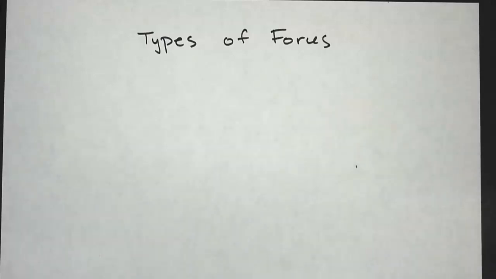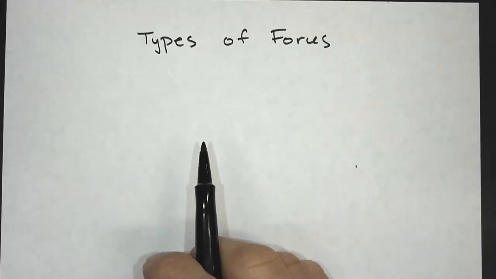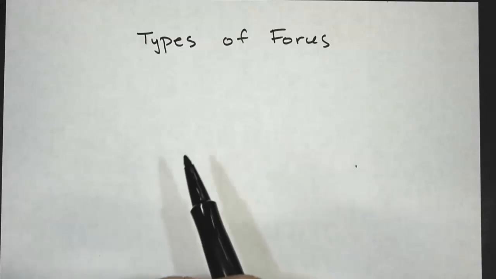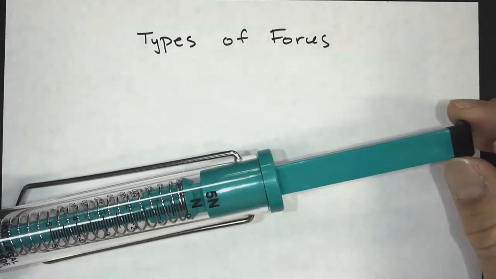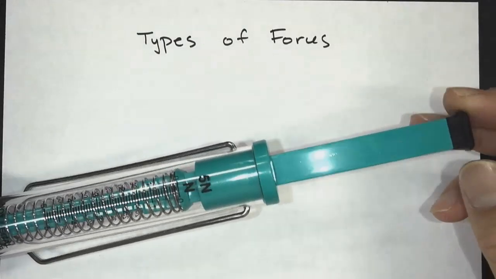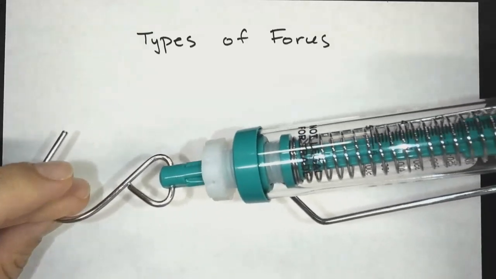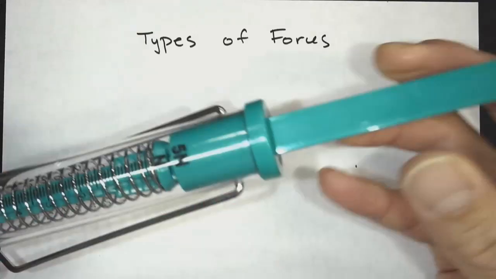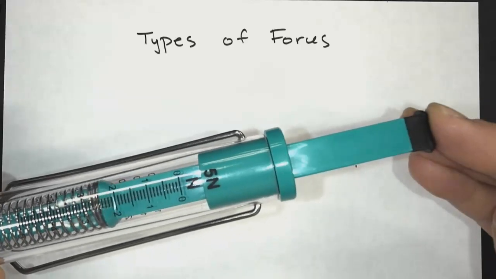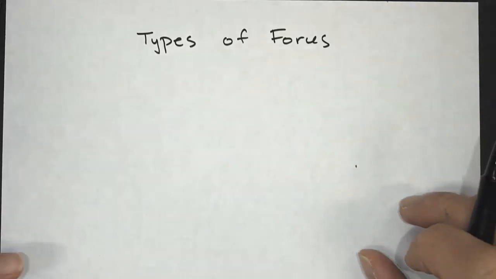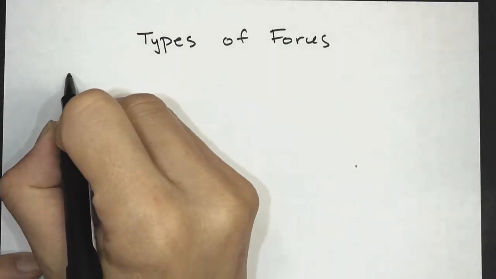In this video, we're going to be looking at different types of forces. And a force is simply a push or a pull. And we can use a spring scale like this one to measure forces. We can hang something at the bottom. We can also push something on it, and that will tell you how much force is being exerted on that spring scale. So first, we're going to define a force.